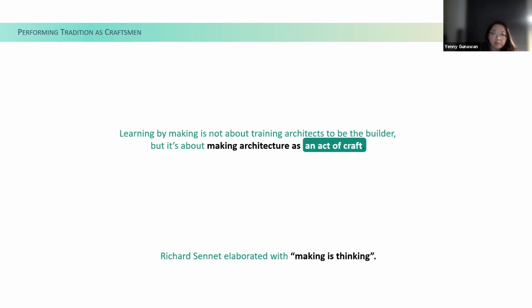Learning by making is not about training architects to be the builder, but it's about making architecture as an act of craft. Craftsmanship means the desire to do a job well, quoted Richard Sennett, a form-giving activity that focuses on the quality and requires adequate knowledge and technique of making things. It is not just a mindless procedure. It needs the craftsman's skill and sensitivity, and in vernacular point of view, this act of craft is considered as a cultural practice for a particular way of life.